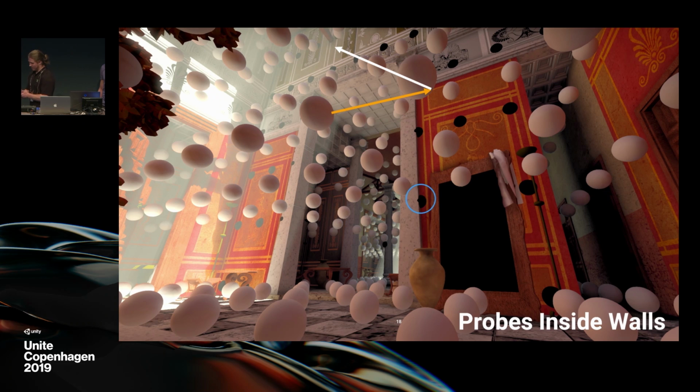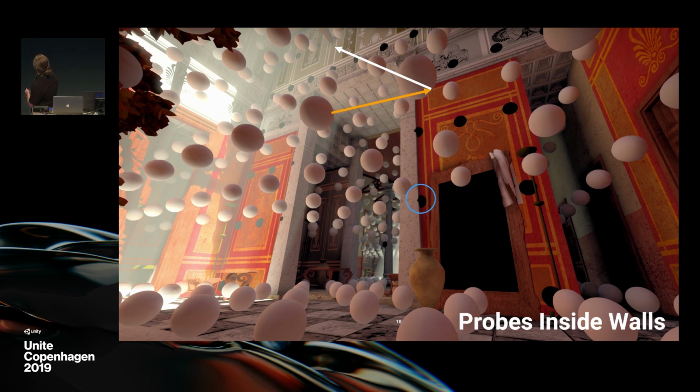So one thing you'll notice if you look here is that these probes are completely dark. That doesn't seem correct. But actually, if you look at where they are, these probes are sticking out of this wall. They are inside the geometry. They don't see any light, so it is correct for them to be dark.